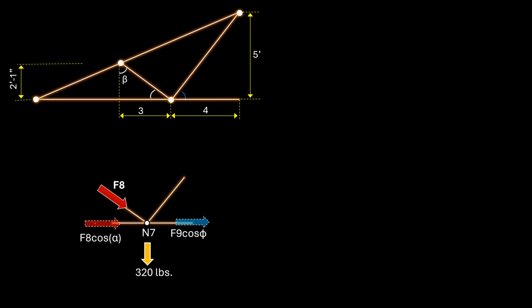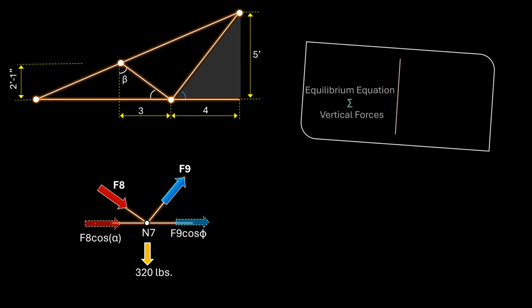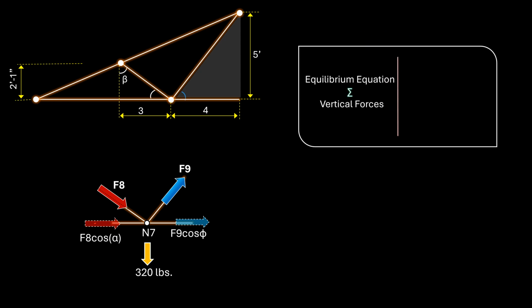The next member is member 9. We need to determine the force at member 9. As usual, we will assume that this is a tensile force pointing away from the joint into the member. We will use the method of joints to solve for the force at member 9. We have the option to use either the equilibrium equation based on the sum of the vertical forces or the sum of the horizontal forces. Since there are less members with vertical components, we will use the sum of the vertical forces.